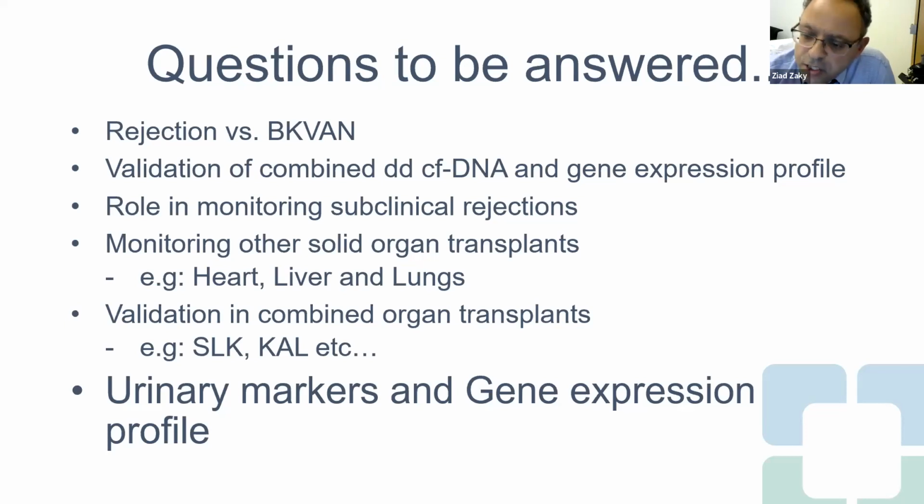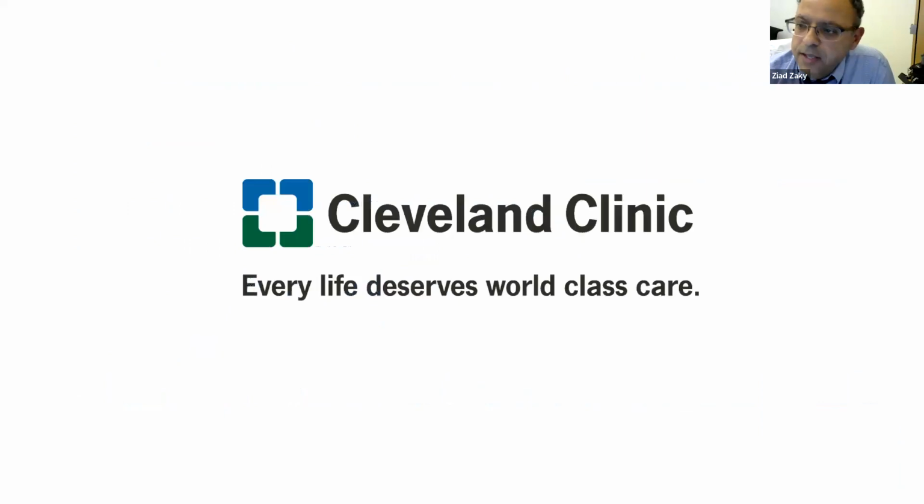And what about validation in combined organ transplants? This is an important question because right now, 1 of every 5 patients coming for kidney transplant in the United States, it's either for combined organs or had a previous organ like heart, liver, or lung and developed CNI nephrotoxicity, now coming for a kidney transplant. And what will be the role of urine biomarkers in the future? And with that, I am very thankful and open for questions.